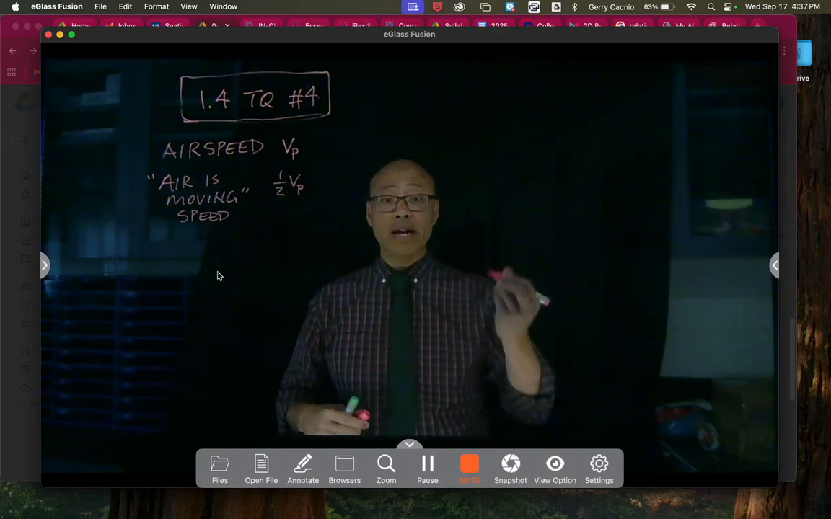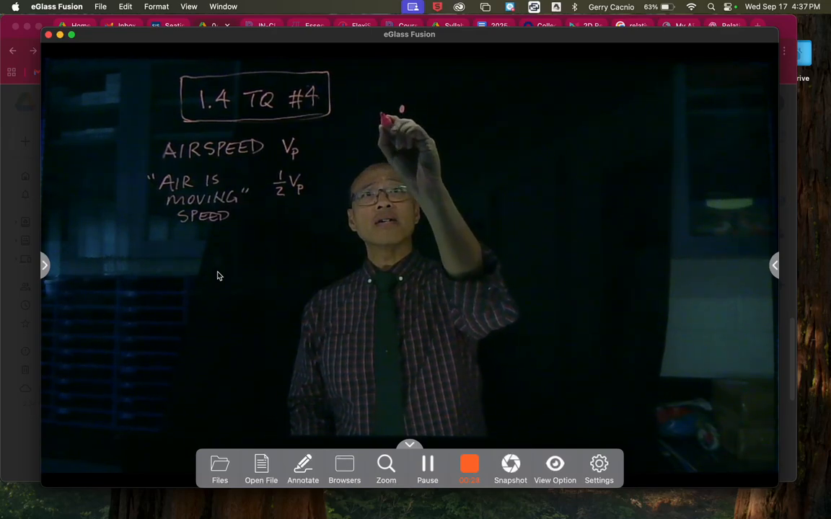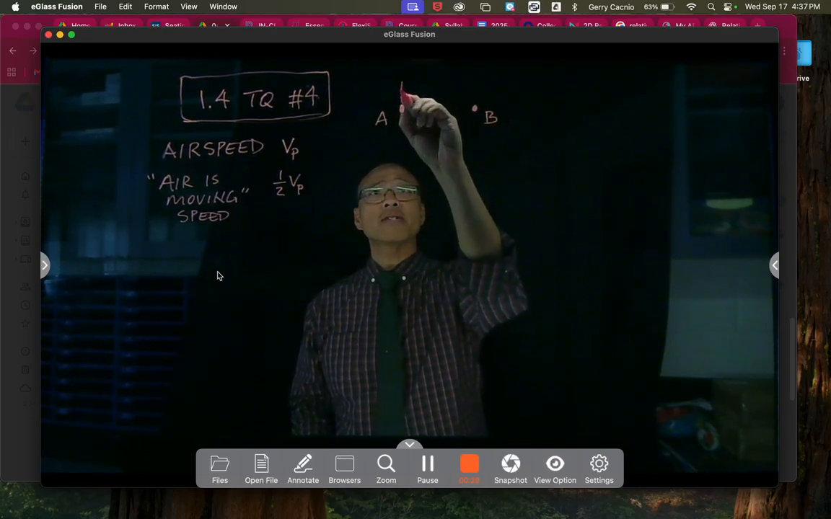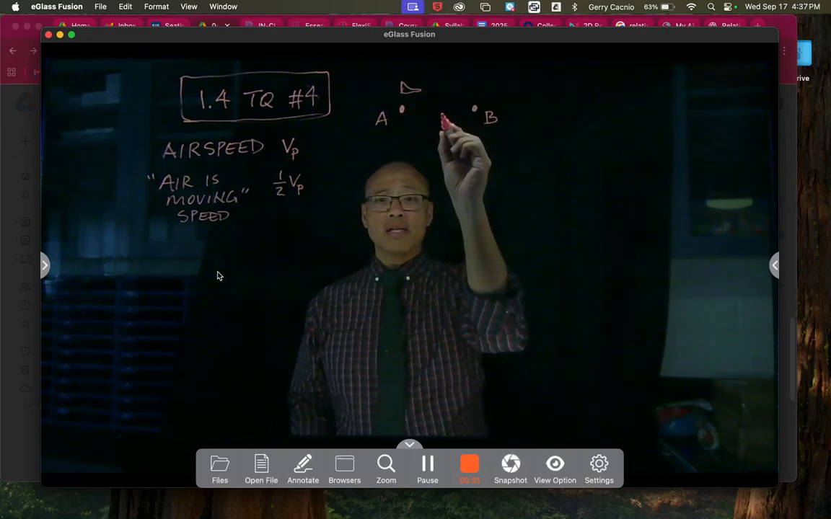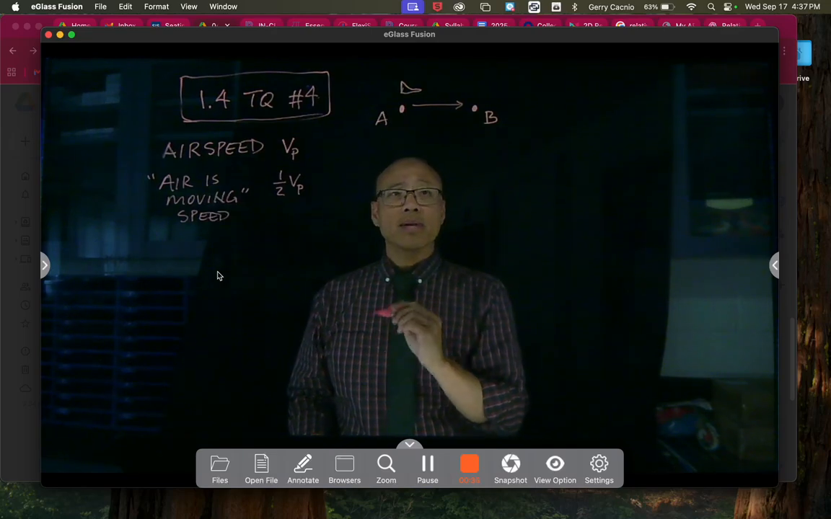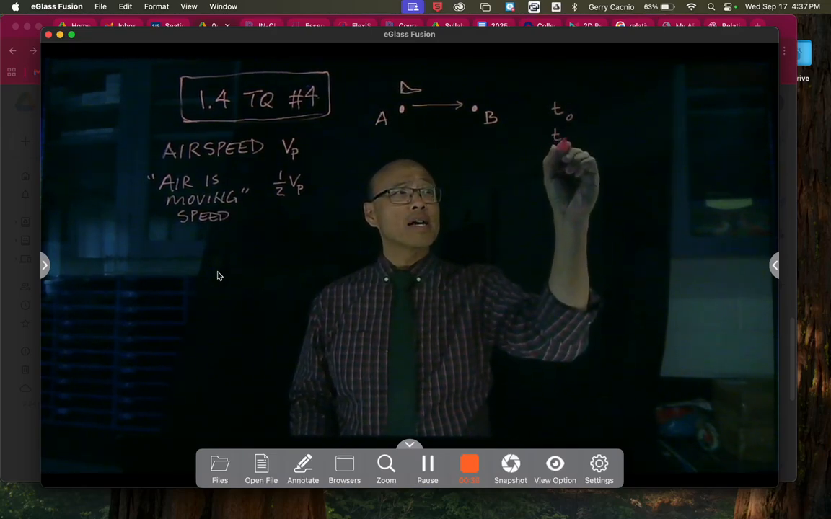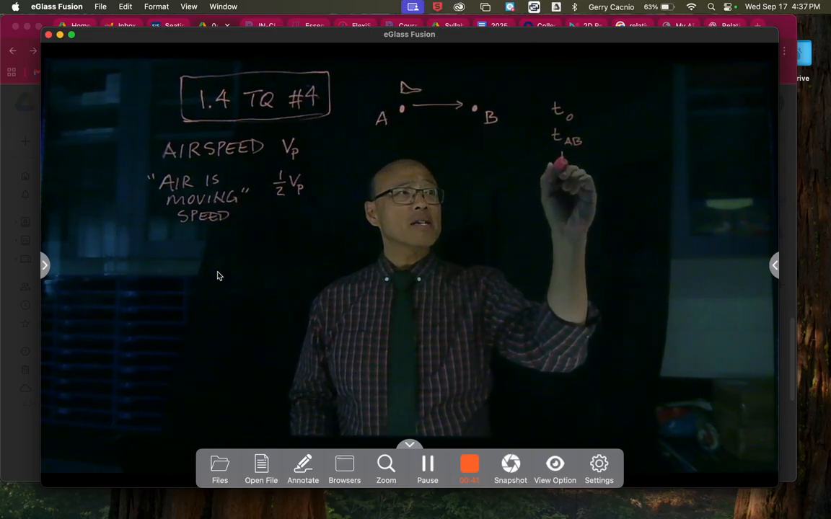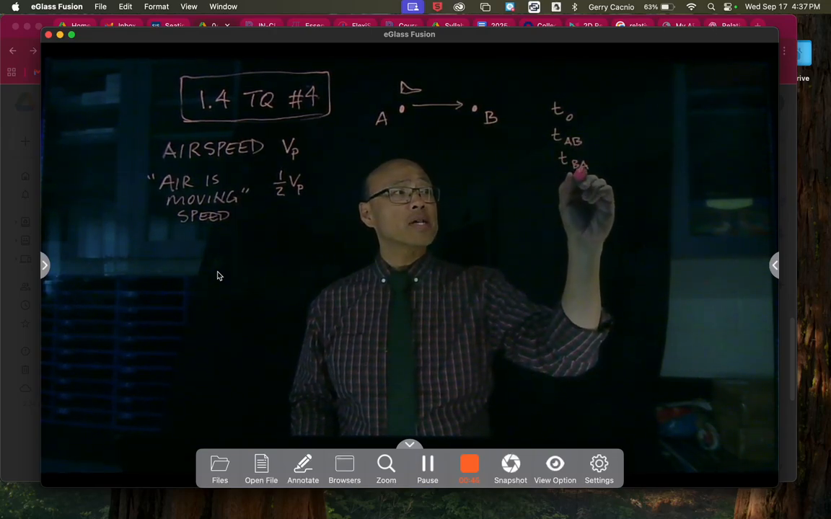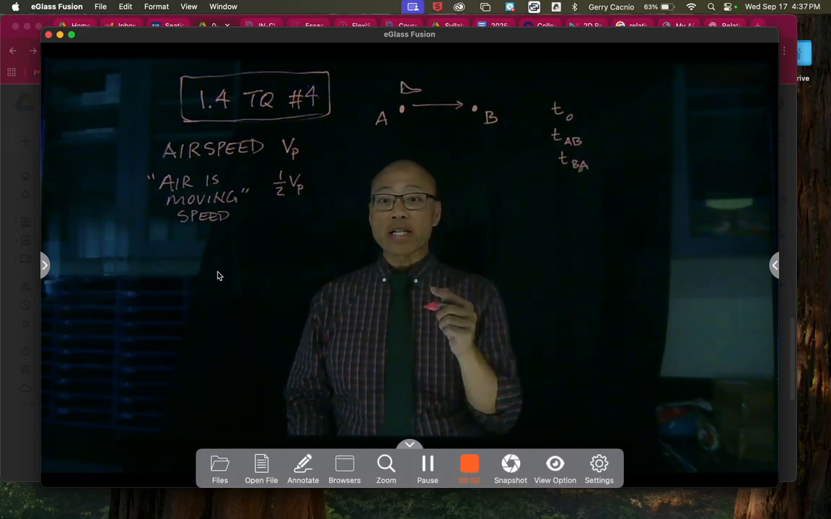So I'm going to help my brain a little bit by just drawing a sketch. And I've got A to B. I have a plane, toy plane, that flies this way. And then they give me 3 times, right? T0, T A to B, and T B to A. And they tell us what the wind is doing. The only difference between the 3 is which direction the plane's going, as well as what the wind is doing.